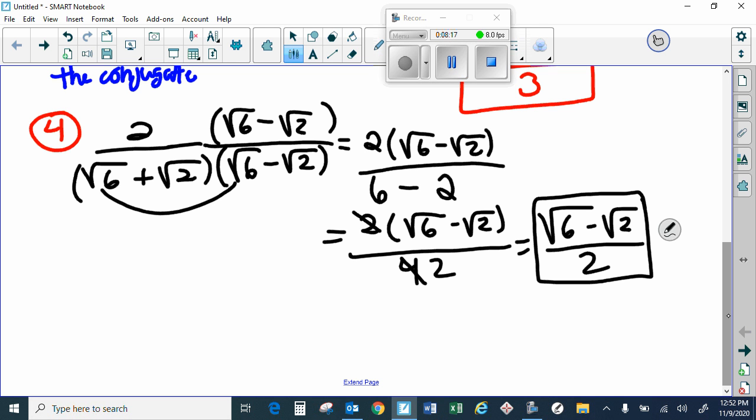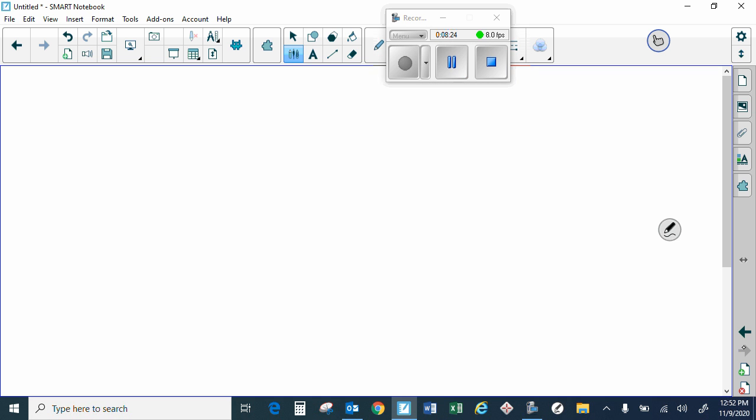Okay, backside deals with adding and subtracting of radicals. Add or subtract radicals.